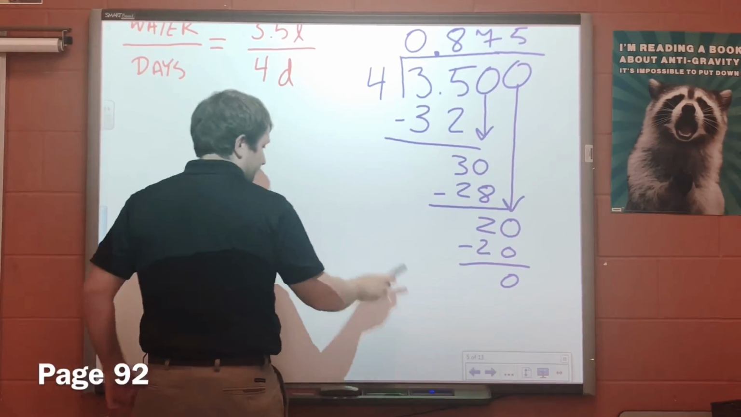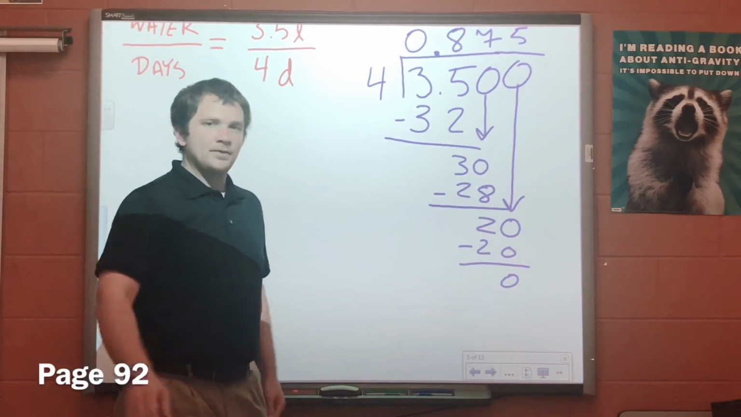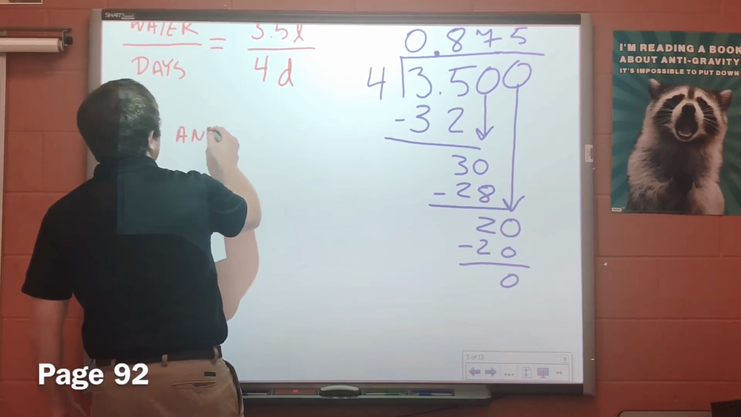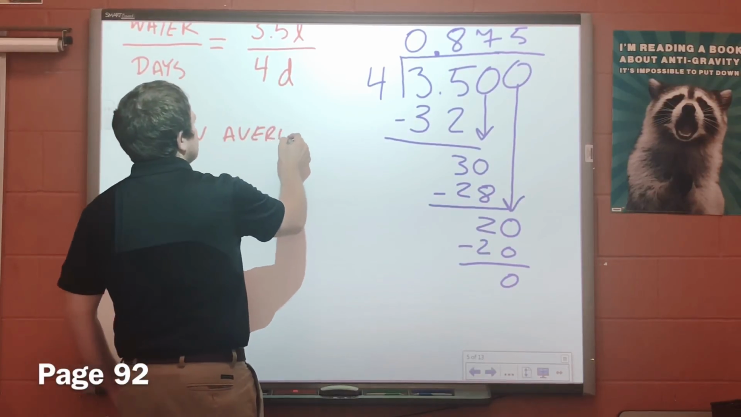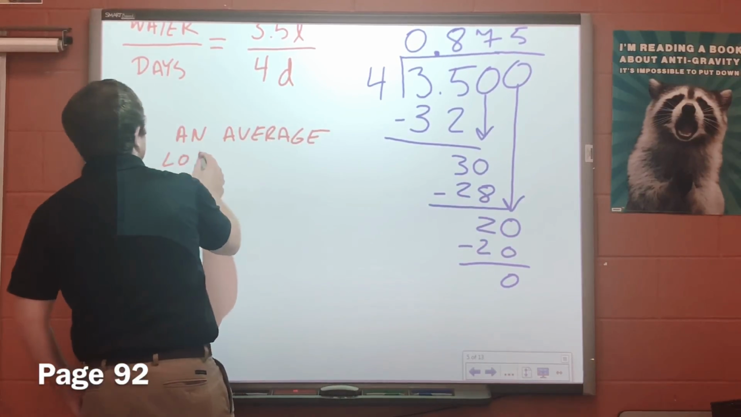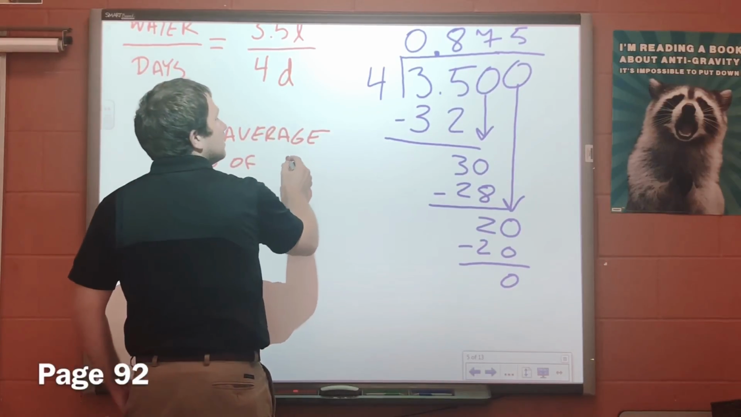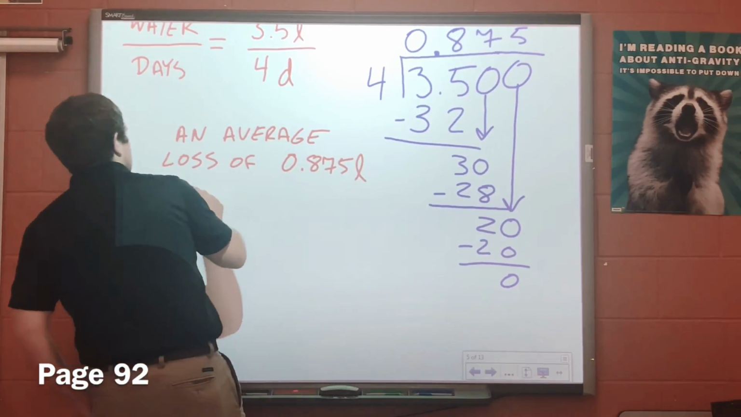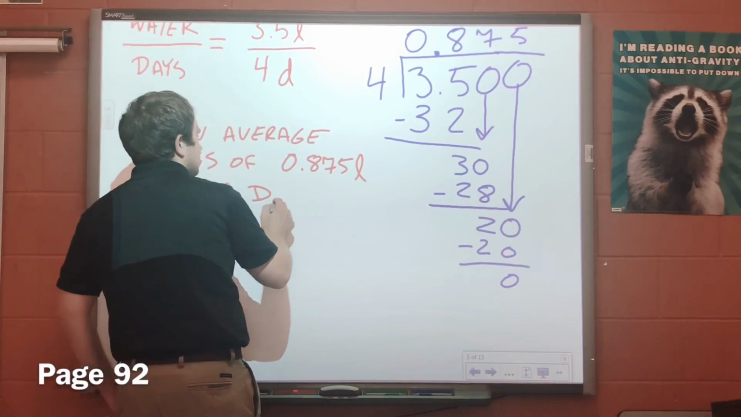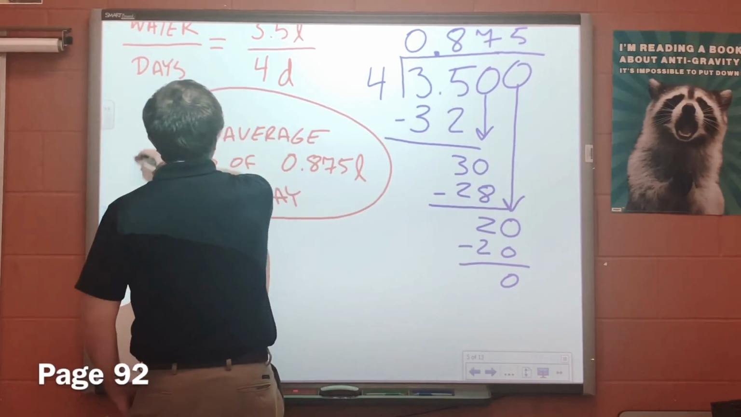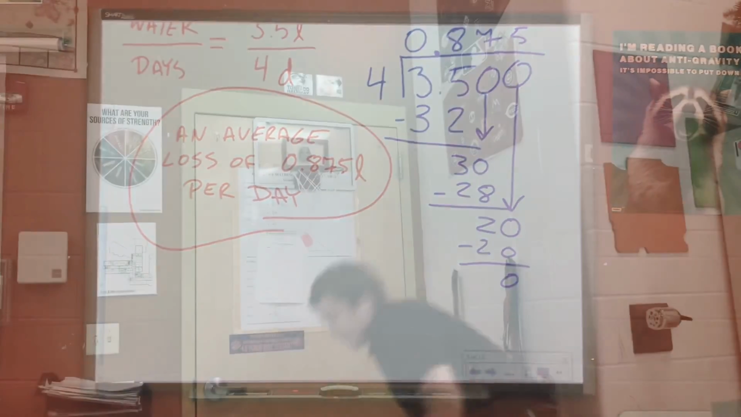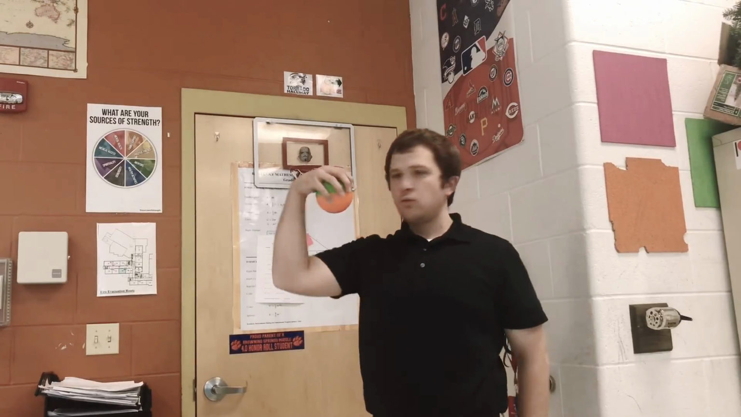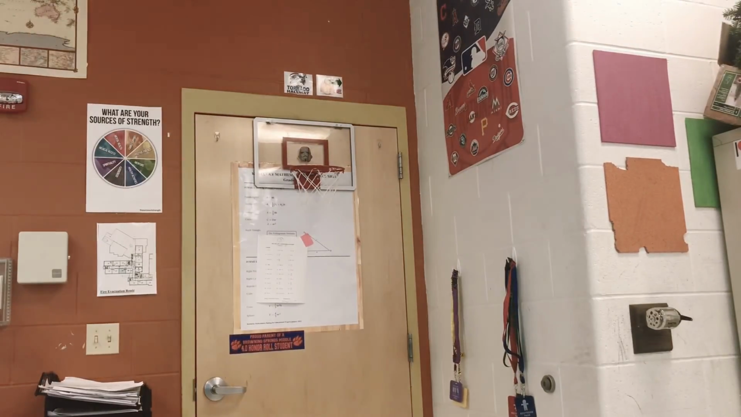So our answer to number 9 in our Go Math homework will be an average loss of 875 thousandths of a liter per day. Boom. Buckets.